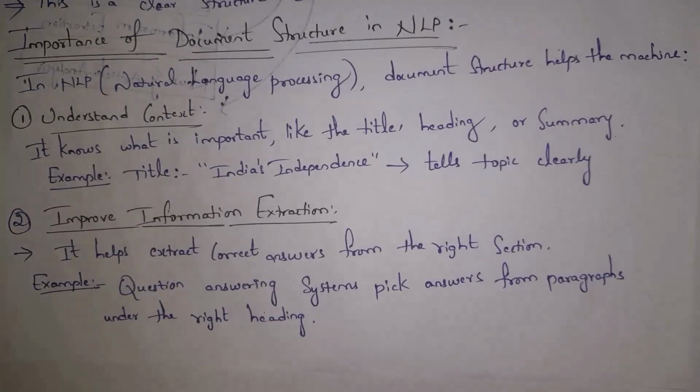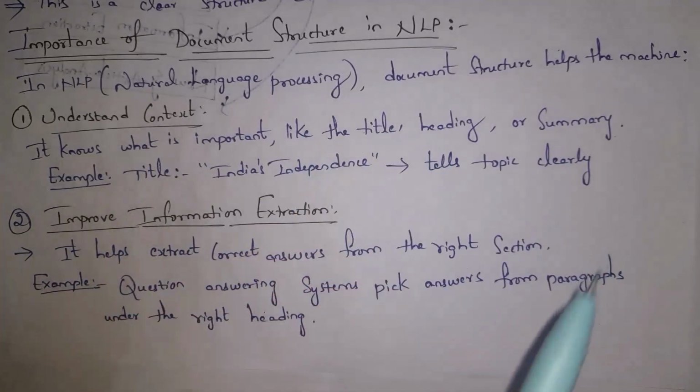Next, I will explain why structuring a document is important in NLP. The first one is understanding context. Because if we structure our document properly, the NLP model clearly knows what is important. For example, in any document, the title, headings and summary, these three are very important.